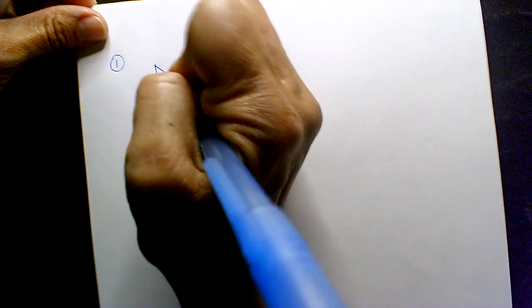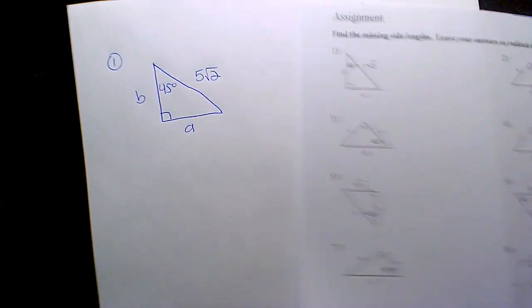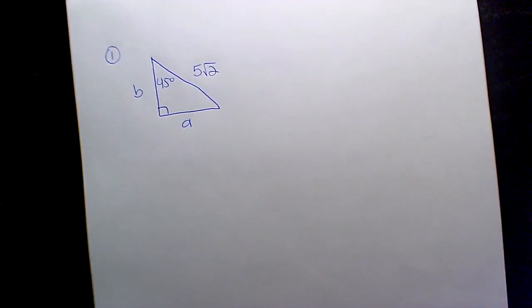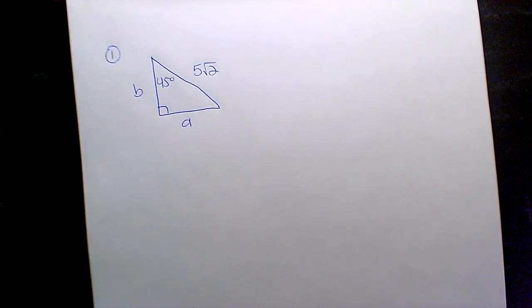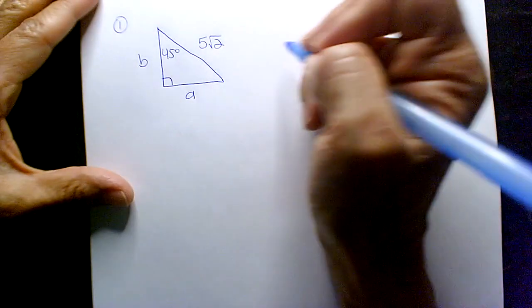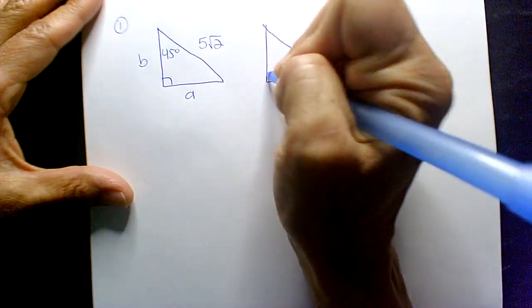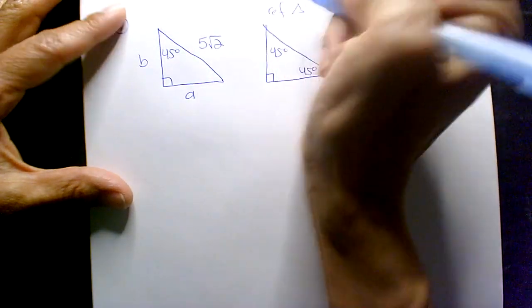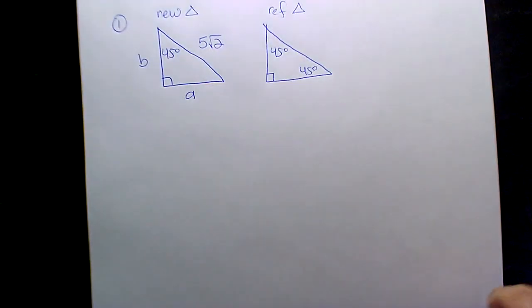Okay, first one in the worksheet, we're going to solve for A and B. 5 rad 2, right? Let's do the formal math textbook way. If you understand this, this may not be your method. Afterwards, I will redo it with shortcuts, okay? So the correct way would be you would redraw your special right triangle, your reference triangle. So this is my reference triangle. This is my new triangle. This is a given one.